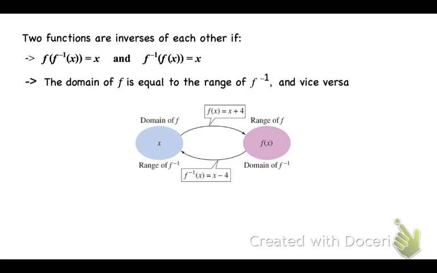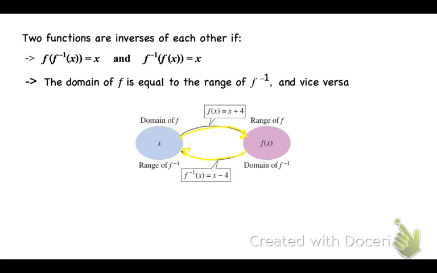When a function is an inverse, the domain of one is the range of the other, and the range of one is the domain of the other. So the domain and range physically switch places. Domain is x, range is y. Yes? They physically switch places.